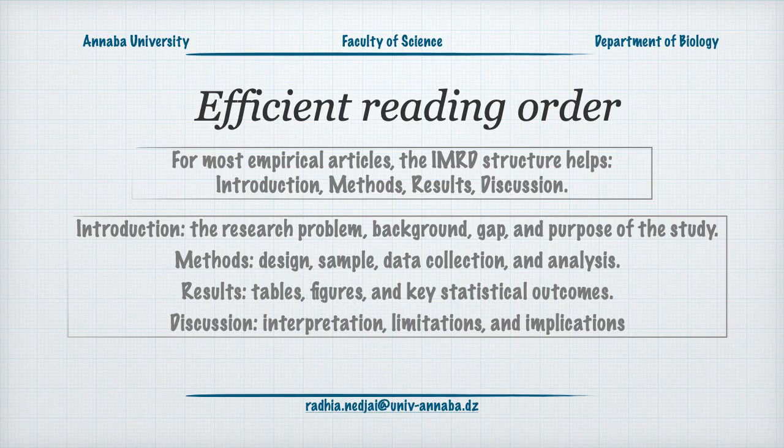Now, let's summarize each part. Introduction presents the research problem, background, and the purpose of the study. Methods explains the design, data, sample, and procedure used. Result. The result reports the findings, usually with tables, figures, and statistics. Discussion. The discussion interprets the results, linking them to previous research, and explains implications and limitations.